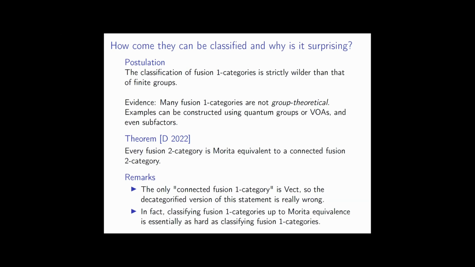And the other one is that even if you try to classify fusion one categories up to Morita equivalence, that might seem like a good idea. It's essentially as hard as just classifying fusion one categories by themselves. We did actually learn a lot more about fusion two categories. They're much easier to classify up to Morita equivalence than they are. That's quite good.